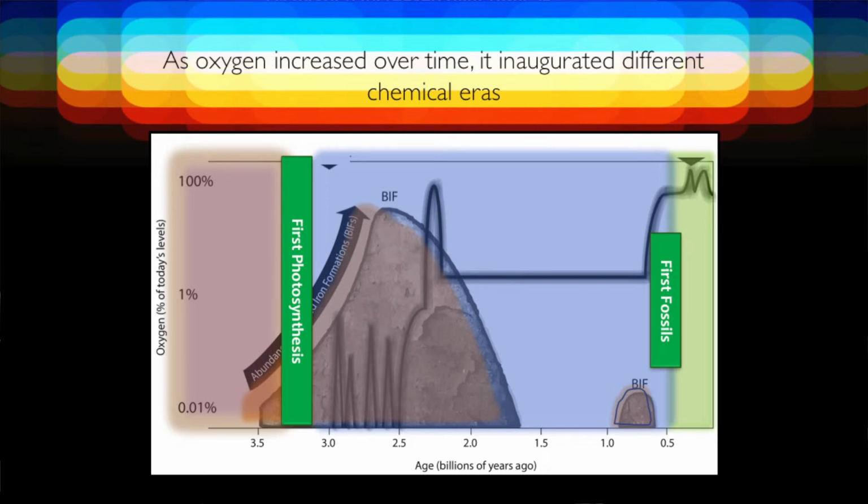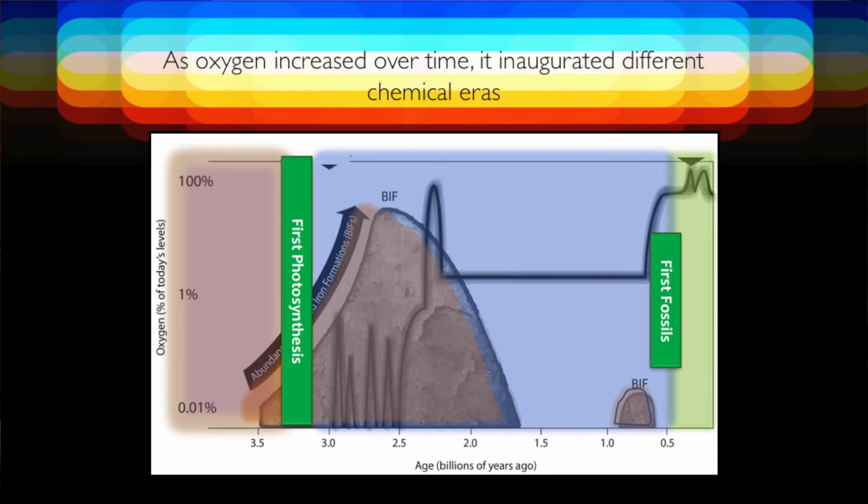And then we hit right here, at the very right end of the graph. Oxygen goes up again to close to today's levels. And right after that, we see the first fossils. This looks very suspicious. It looks like oxygen is doing a lot of things here. So what is oxygen doing, especially right here, when oxygen is doing all these things?